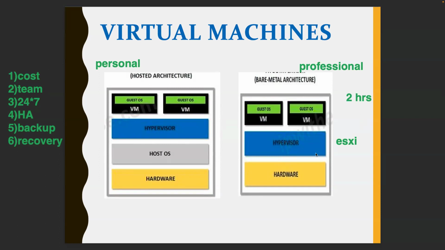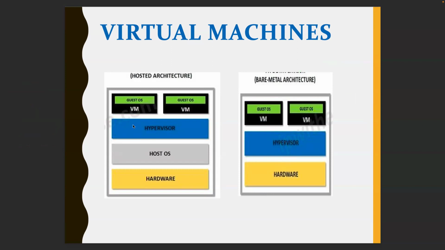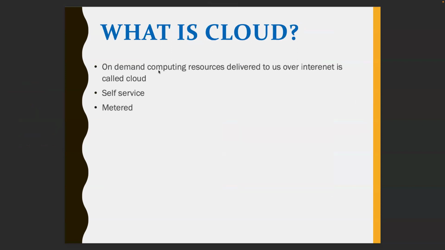So actually, this was the practice. Companies used to have their own data centers, multiple DCs, and their availability and recovery would all have to be taken care of, which affects all these areas. So now, instead of managing their own data centers, even companies are going for something else called, what is that? Cloud. Cloud is nothing but on-demand computing resources delivered to us over the internet.